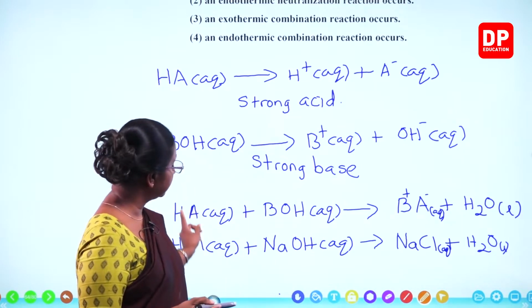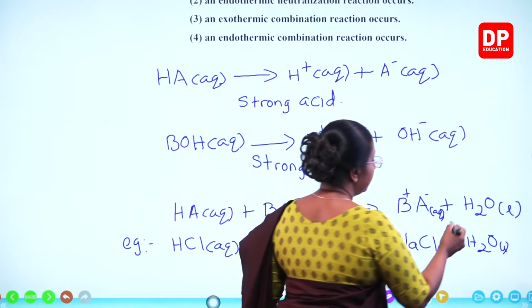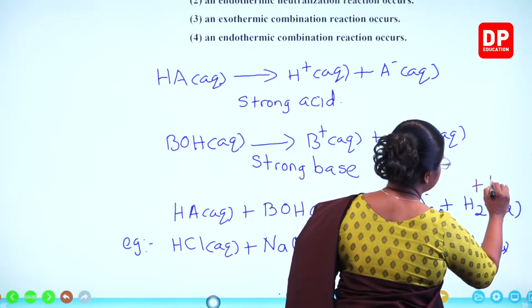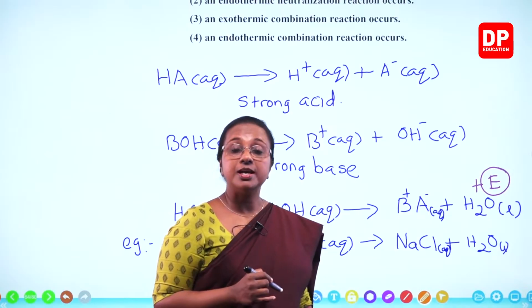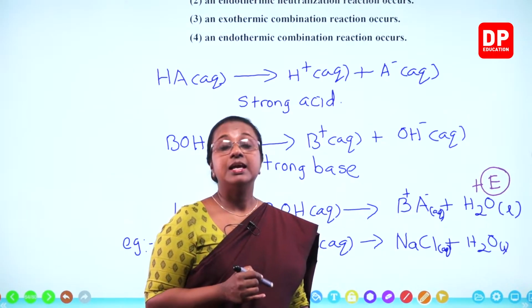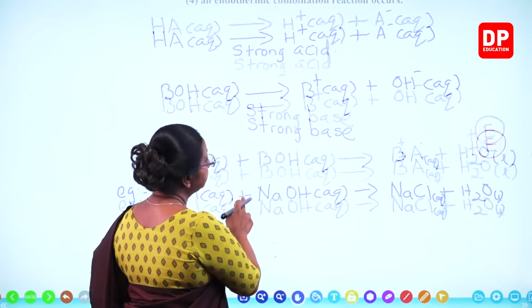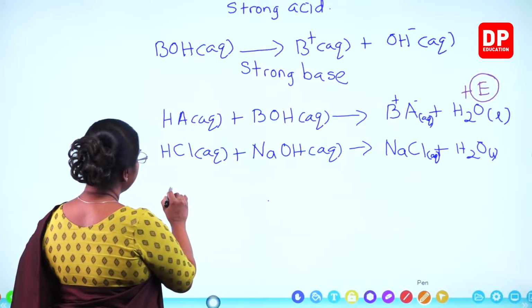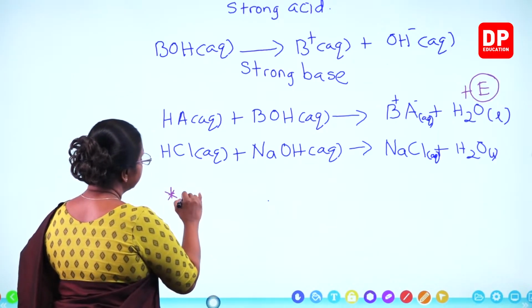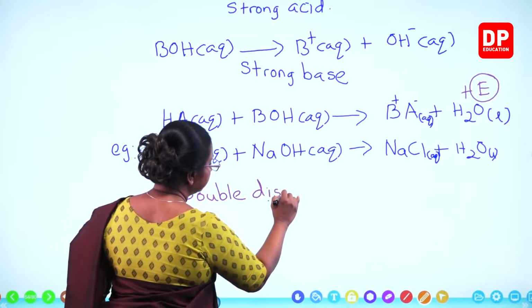The reactants have more energy, the products have less energy. With this, heat is released. Energy is released. So because of that, what do we call this? It is an exothermic reaction. So here, if we identify the type of reaction, we can say this is a double displacement.